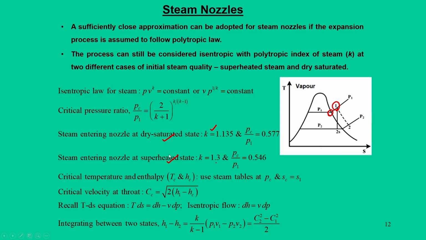So, based on that we can simplify all these expressions. We can also find out the critical velocity at the throat. Of course, here another difference we will have to see is that instead of Cp times T for enthalpies, we have to use steam tables, because that will not give good approximations. Based on that we can recall our TdS equations, then we can find the enthalpy difference between two states. So, this is some theory which you can apply to find the thermodynamic states while dealing with steam nozzles.